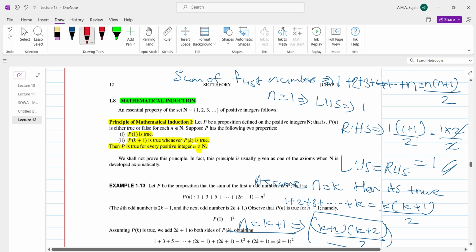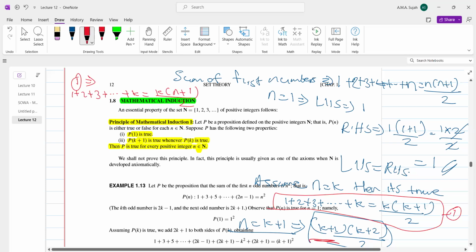To prove that one, we already have an assumption. So this is the assumption equation, let's say equation 1. I need to use this assumption: 1 plus 2 plus 3 up to k is equal to k into k plus 1 by 2. From this assumption, I need to get this equation. So how do we get this equation?